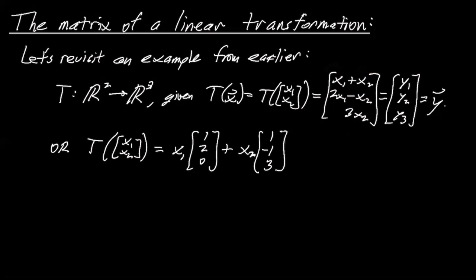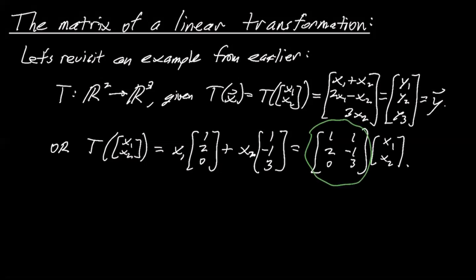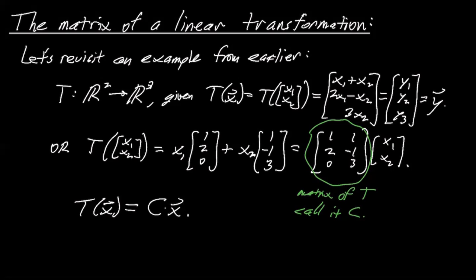Right? And even more so, this is actually one way we define matrix multiplication. So you can also rewrite this as the matrix with columns 1, 2, 0 and 1, negative 1, 3, times X1, X2. And if you like, this right here now is the matrix. This is the matrix of T, which we called C, I think, in the video that I did this example. And so really what we have is that T of X is C times X, right? Okay, so you might say, okay, well, that's how you find the matrix of a linear transformation. You just sort of rewrite the transformation, right?